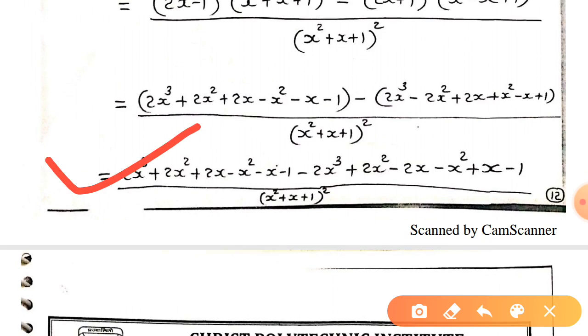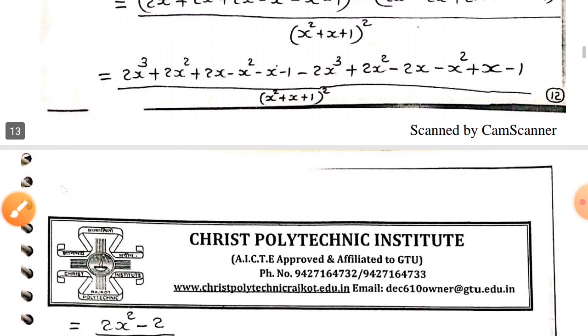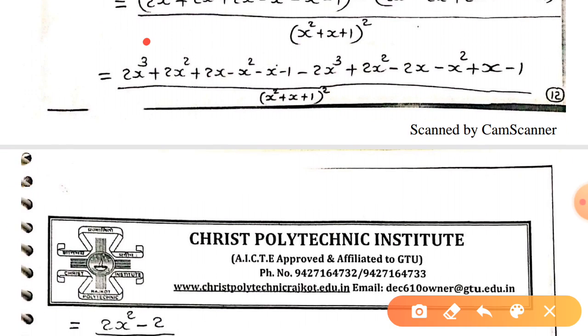Observe here, when we observe this term, 2x³ minus 2x³ cancels out. Observe, 2x cancels out, this is minus x, this is plus x, also cancels out. So these terms cancel out. We are not cancelling the remaining terms, so we have to think about the remaining terms. I'm just putting the point, whatever terms are remaining.